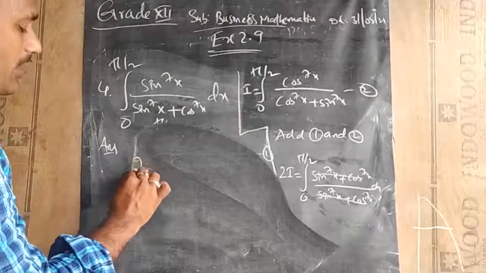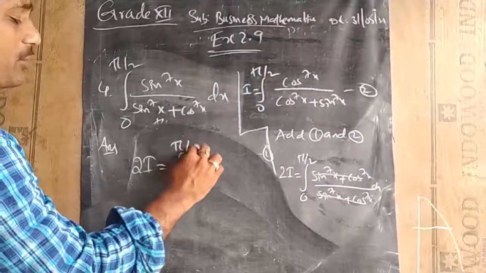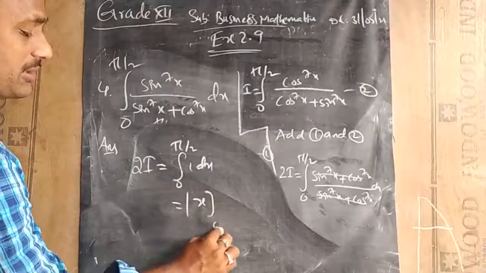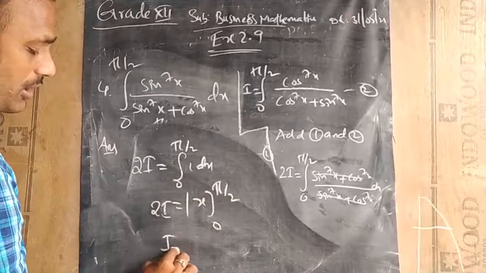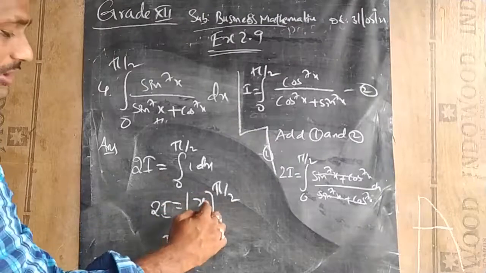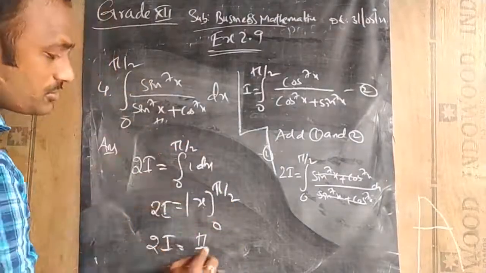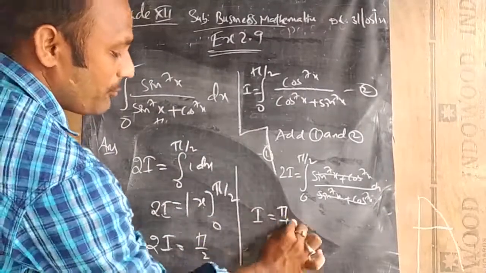So 2I is equal to integral 0 to pi by 2 of 1 dx, which is x, evaluated from 0 to pi by 2. If I substitute the x value, pi by 2, then I is equal to pi by 2 divided by 2, which becomes pi by 4.